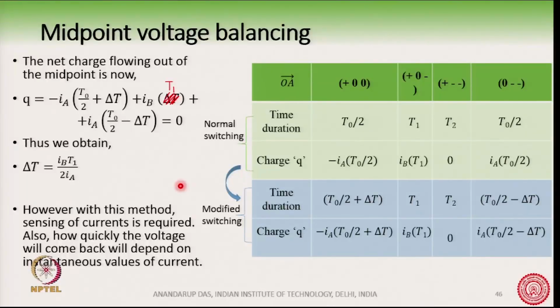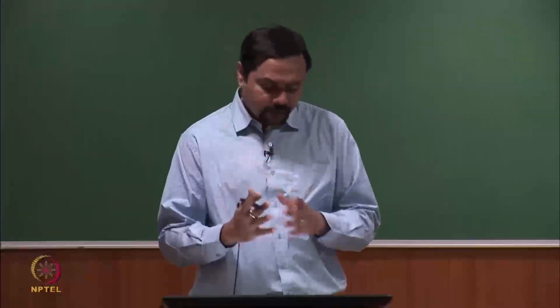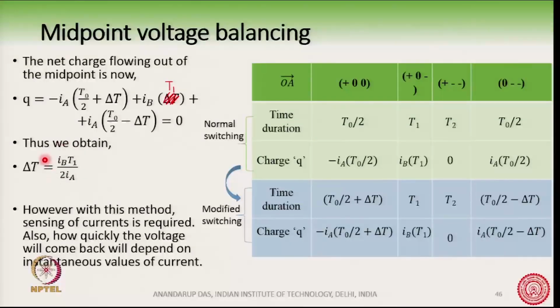another challenge becomes that, suppose for some unforeseen circumstance the midpoint voltage has fluctuated or deviated, how fast it will come back will of course depend on the instantaneous values of these quantities. So, we have to depend on the instantaneous ratios of I b and I a in order to see how quickly we can get the voltages back on track. So, this is another kind of limitation of this technique.